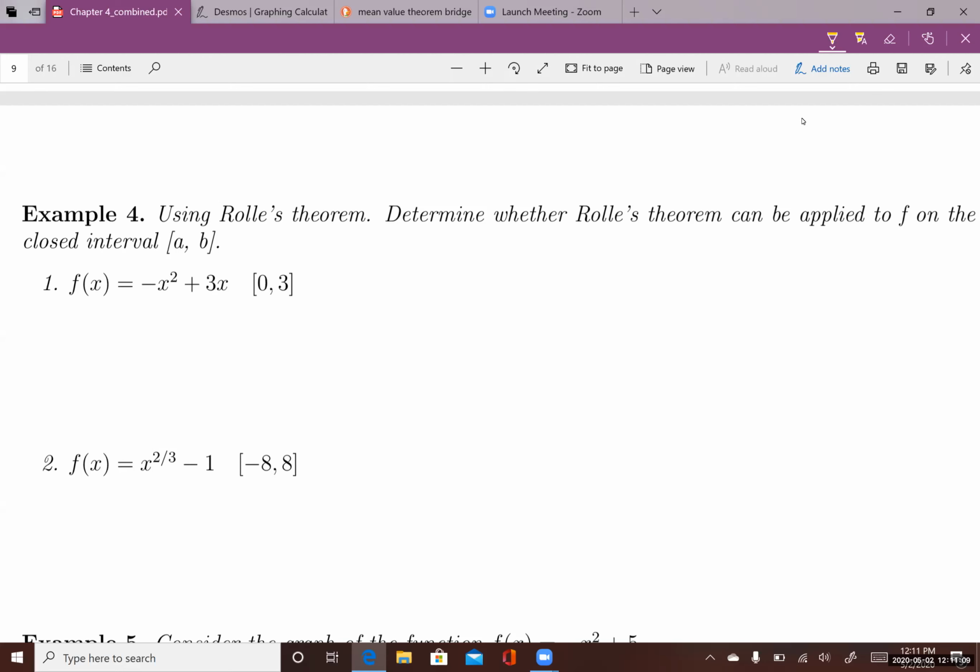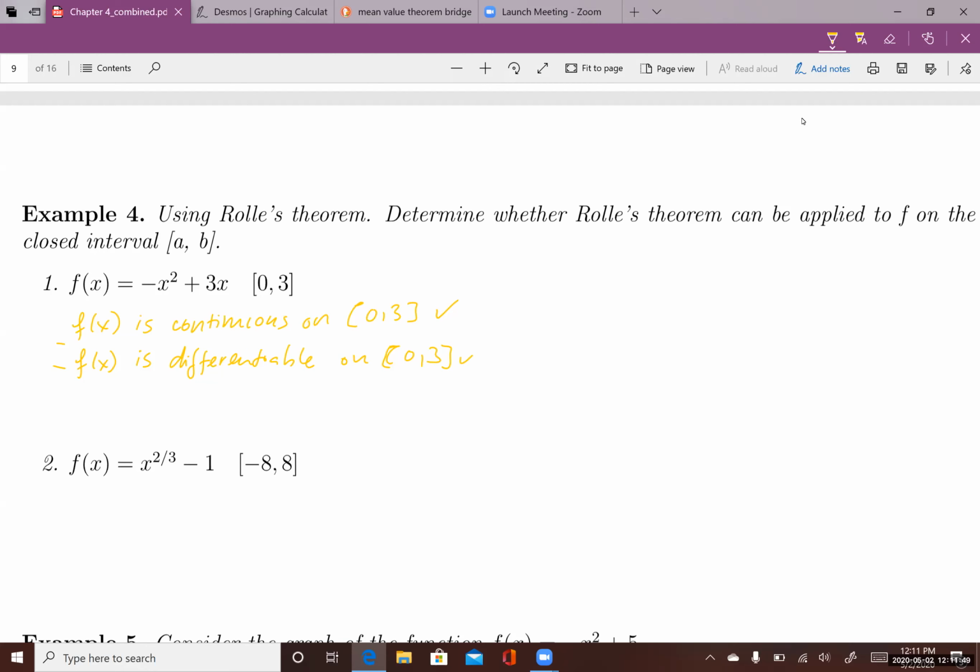Okay. So look at the first function, f of x equals negative x squared plus 3x. This is a polynomial, so this function is continuous everywhere, for sure. So for sure it is continuous on the interval from 0 to 3. Okay, so that's the first condition. Second condition, this is a polynomial function, and the derivative of this function is also another polynomial function. So the derivative is defined everywhere. Third, f of x is differentiable on this closed interval. So the two conditions are satisfied.